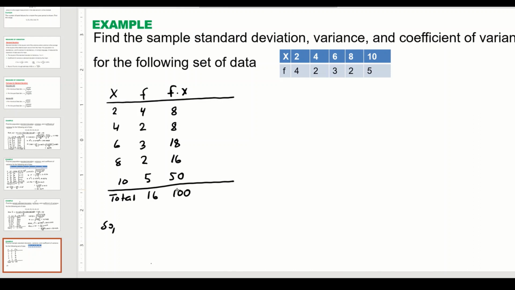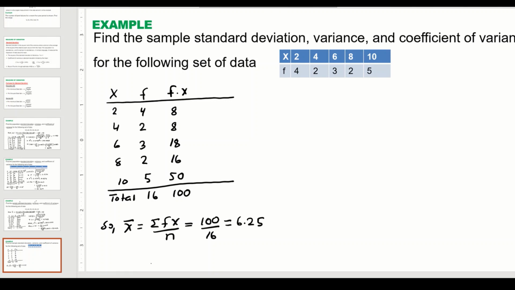So your mean, which is x bar, because it is for a sample, is the sum of f times x divided by n. That is 100 divided by 16. If you divide 100 by 16, you should get 6.25.